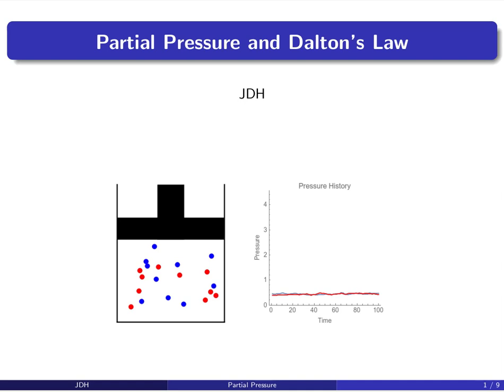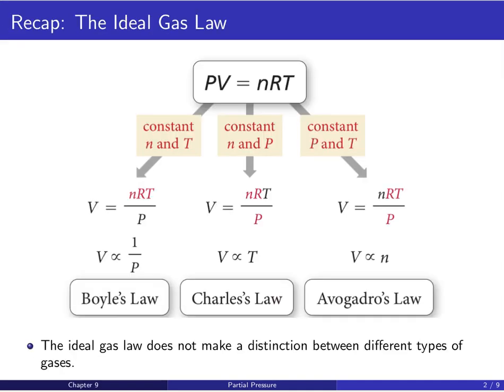Before we jump into this, I want to take a quick minute to recap what we just talked about in the previous lecture, this idea of the ideal gas law. We saw the different relationships between pressure, volume, temperature, and the amount of substance, the number of moles, and we put them together to get the ideal gas equation, PV equals nRT.